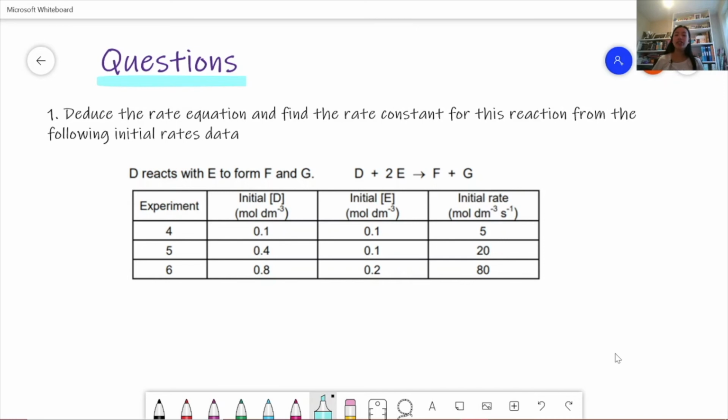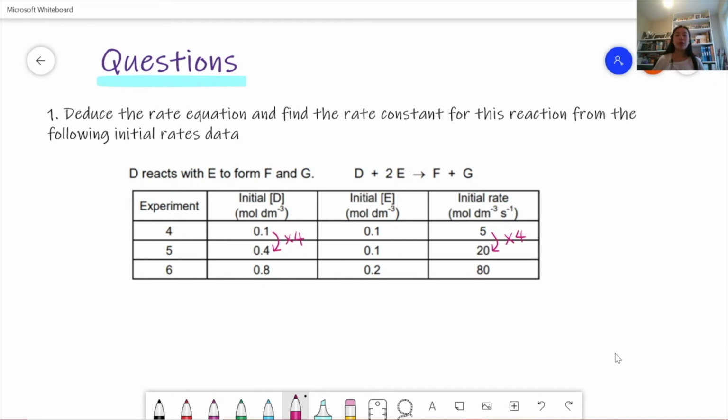For the first question, deduce the rate equation and find the rate constant for this reaction from the following initial rates data. And so again, what we do first is we try and spot where one of them changes and the other one doesn't change, to make it slightly easier. So we can see that from experiment 4 to 5, the concentration of E doesn't change. They use 0.1 moles per decimeters cubed for both of them. And so I'm going to pick experiment 4 and 5. So the concentration of D changes by a multiple of 4. And then the initial rate we see also changes by a multiple of 4.